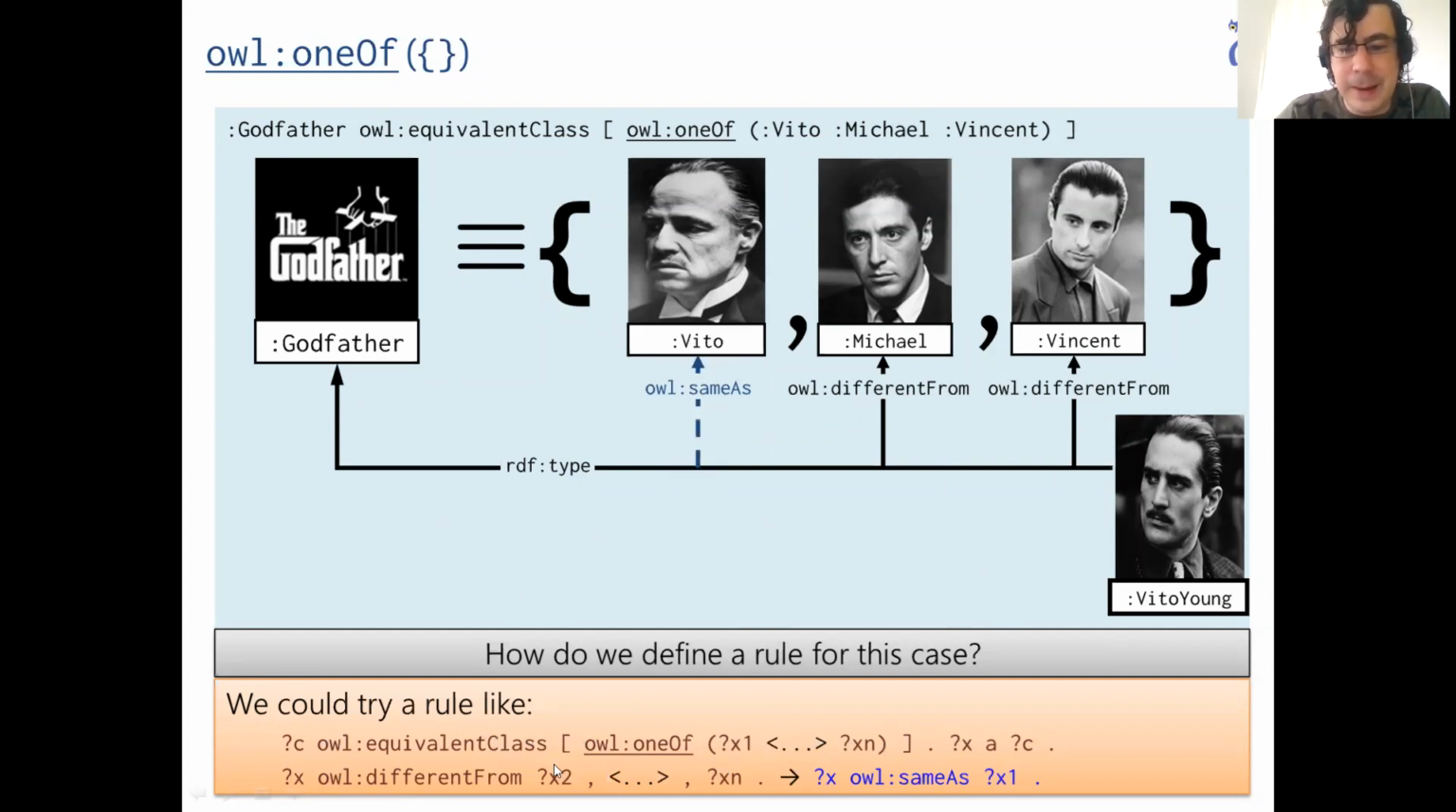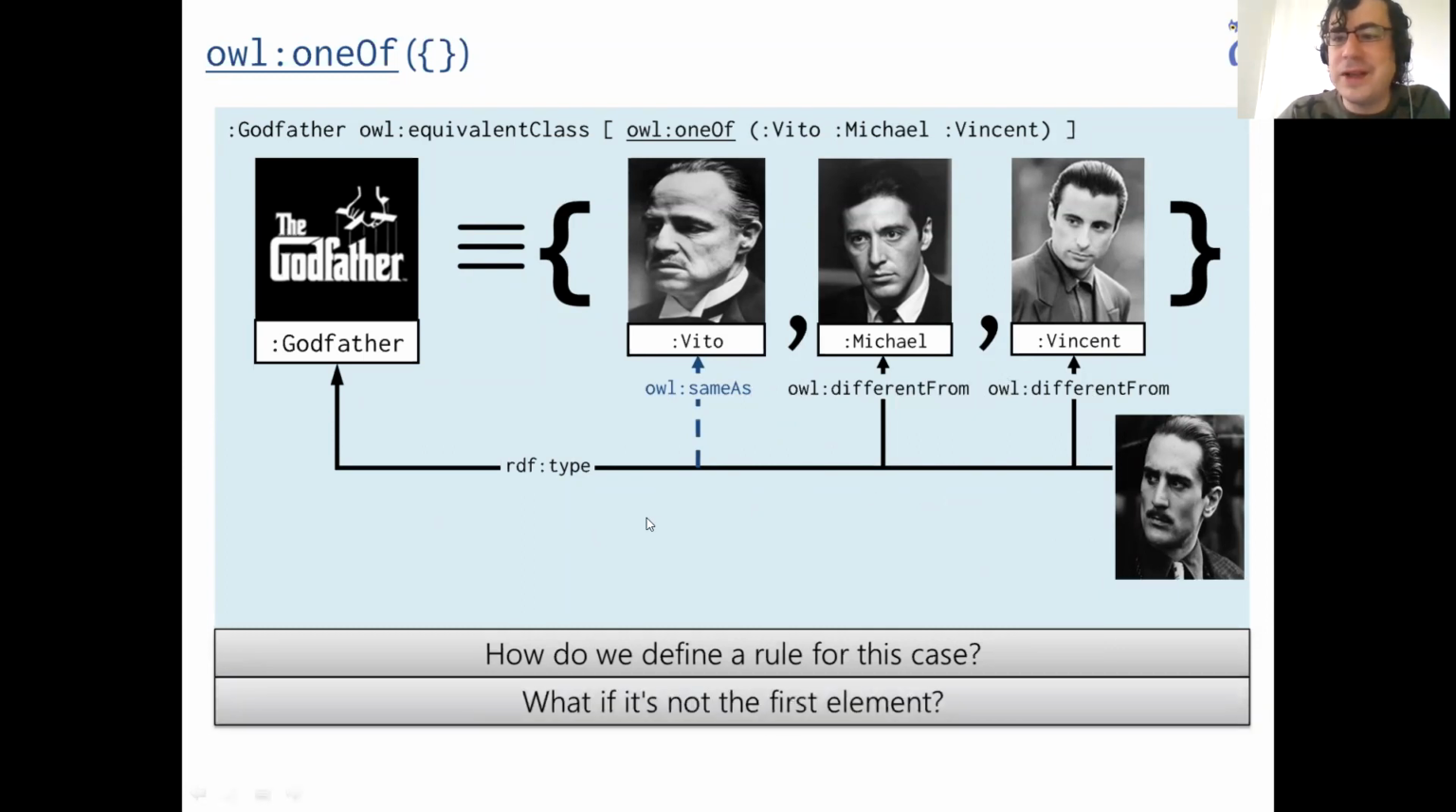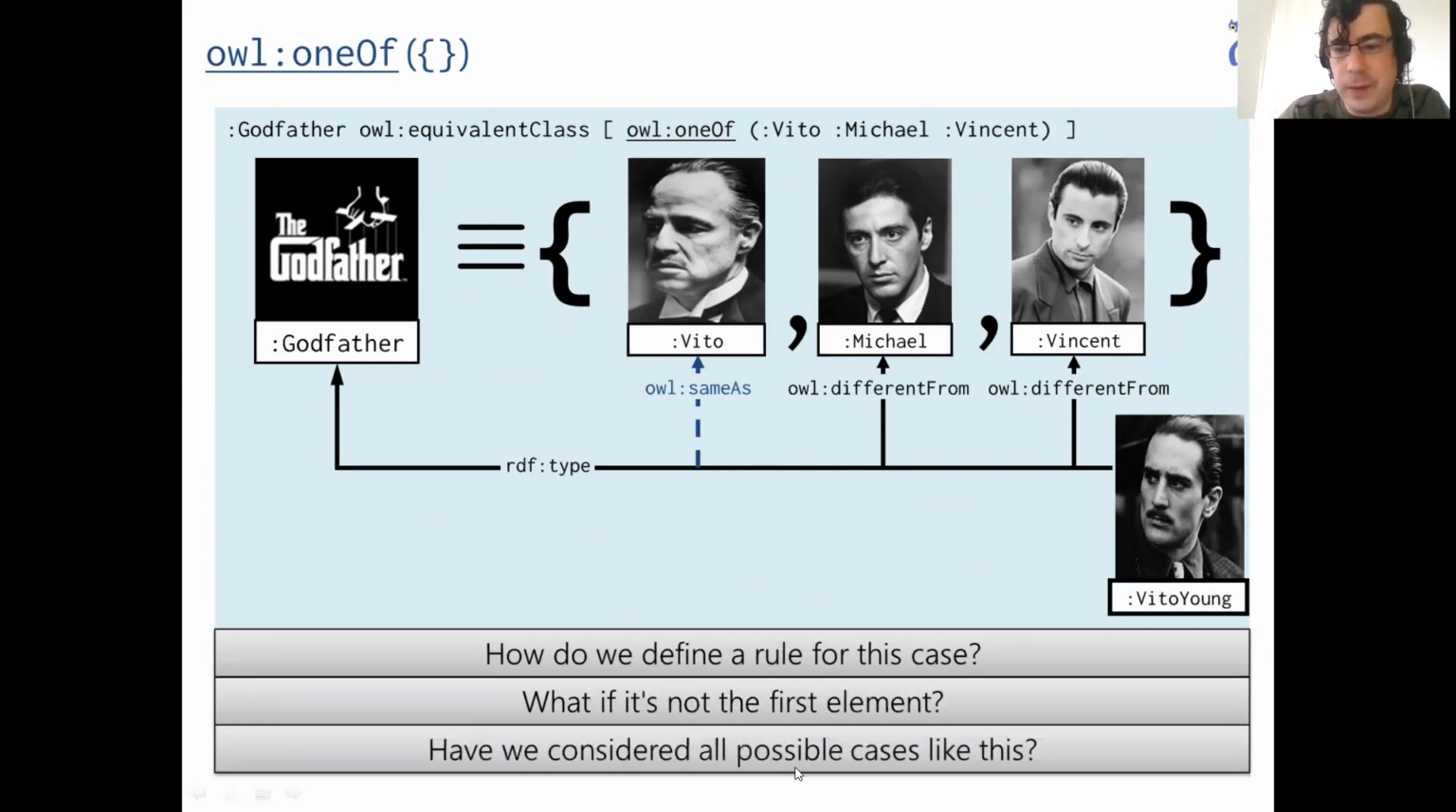But here it only captures it if essentially Vito Young is different from all of the others except for the first element of the list. What about all of the other elements of the list? And if we don't have different from, how do we capture an inference, for example, that Vito Young must be the same as one of these people? So in general, it's not a very general way to capture the semantics of what this means here. What if it's not the first element of the list? How have we considered all possible cases like this?